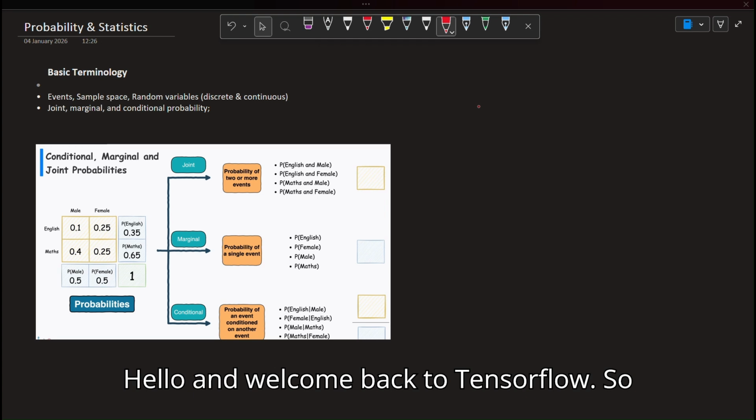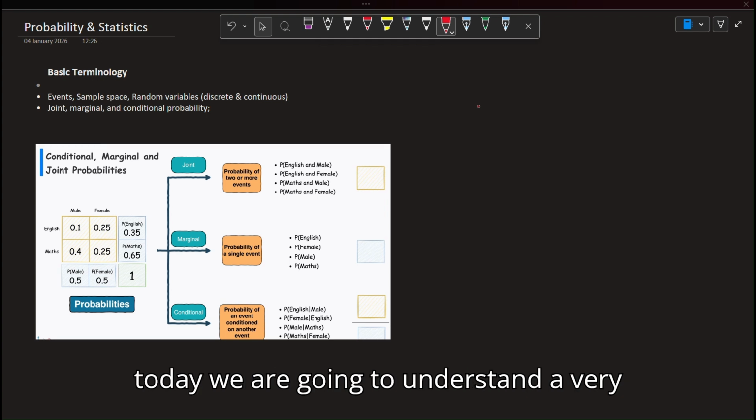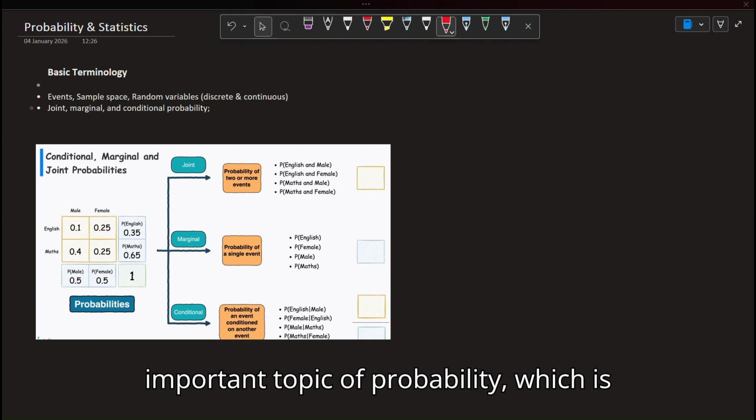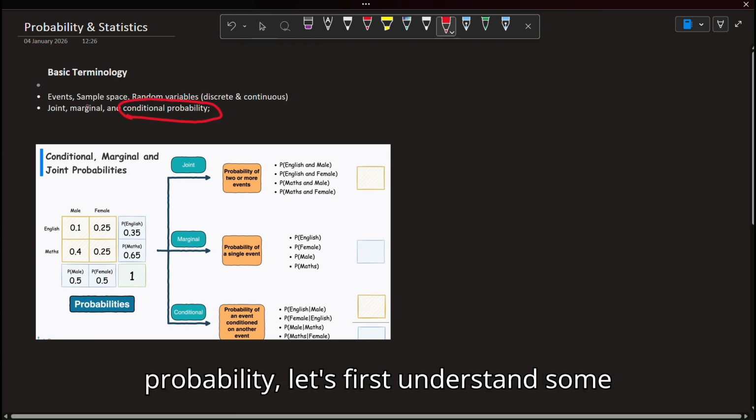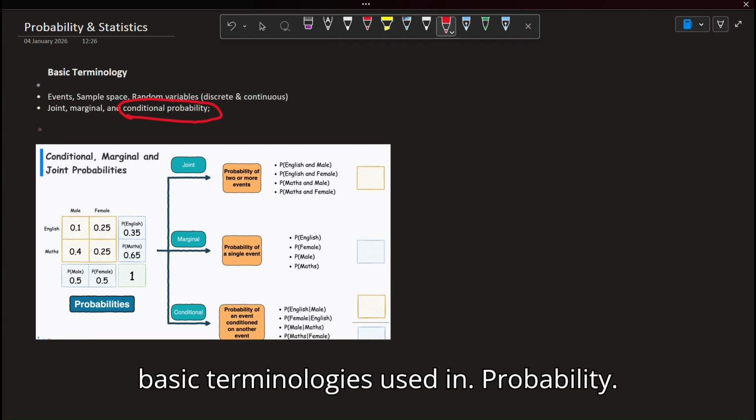Hello and welcome back to TensorFlow. So today we are going to understand a very important topic of probability, which is conditional probability. Before understanding conditional probability, let's first understand some basic terminologies used in probability.